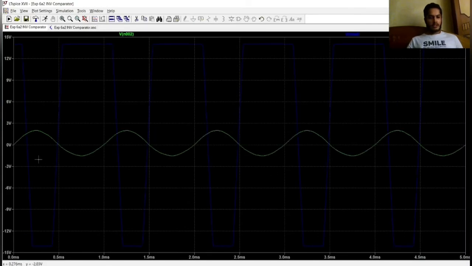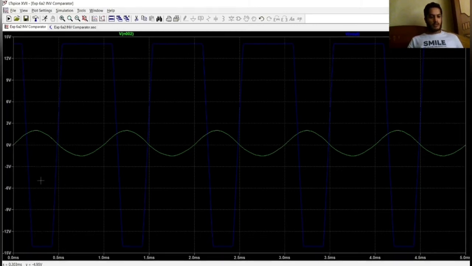Now as you can see, this is the 1 volt signal. Whenever the input sine wave is less than 1 volt, the output will be positive VSAT. Once it exceeds the value of 1 volt, the output will go to negative saturation. And in this case as well, we can see that the transition is not a straight line because of the slew rate of this op-amp.